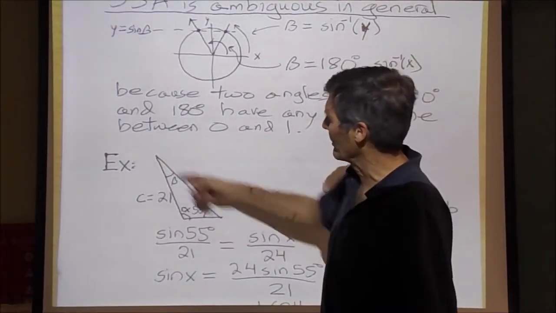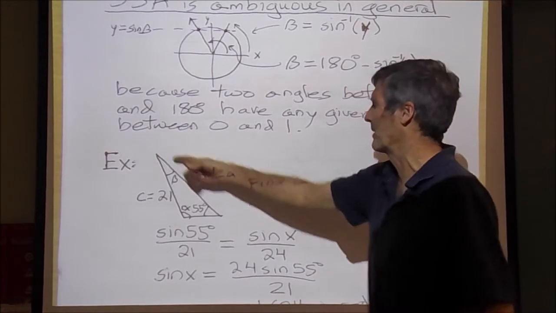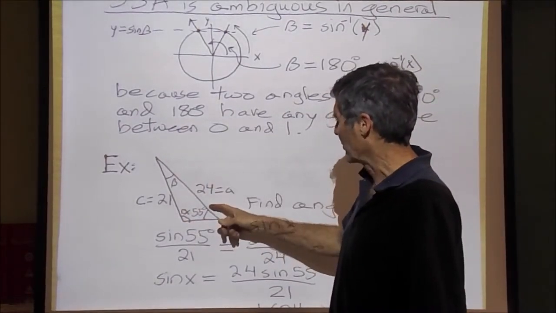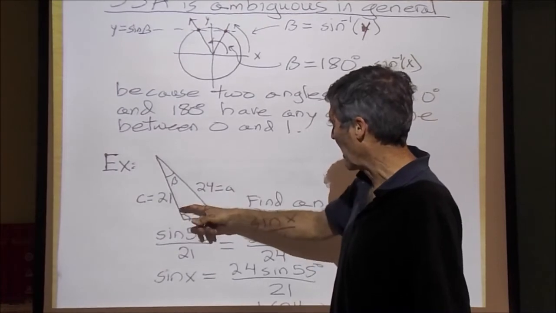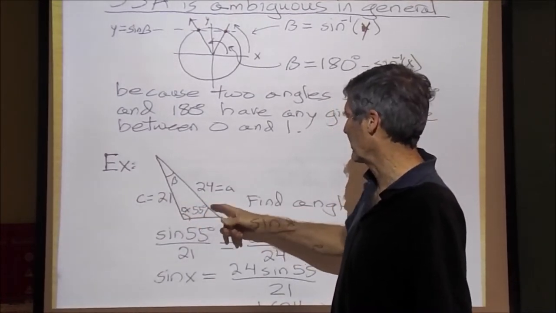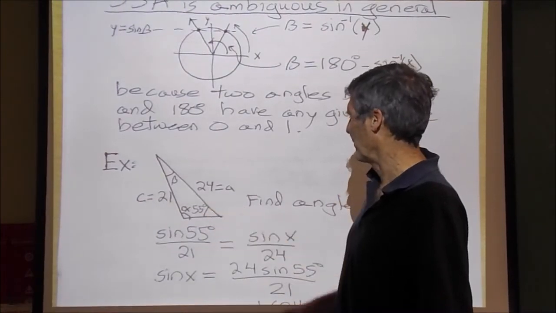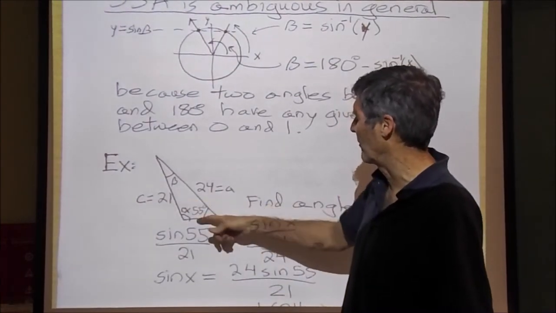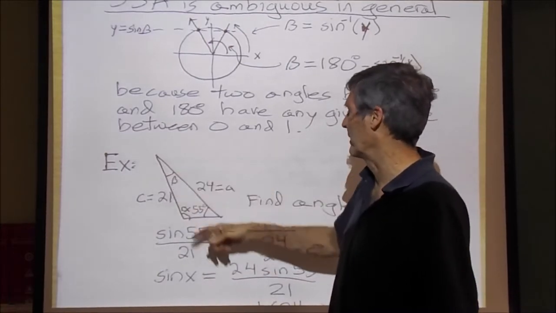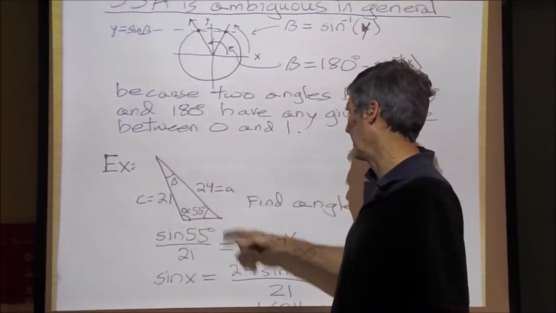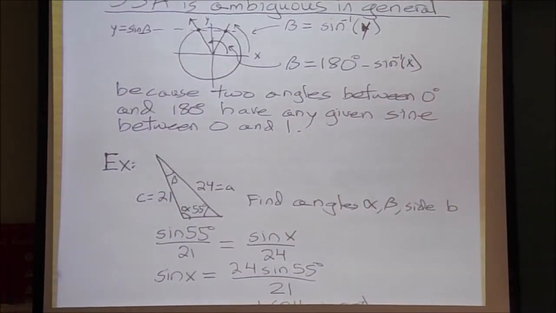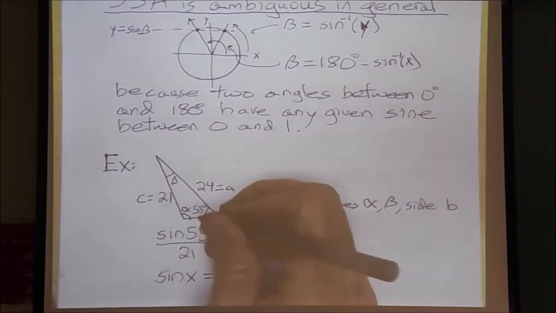So now we'll try drawing a picture again. Suppose I'm given this side is 24, this is 21, and this angle here is 55 degrees. And I want to find alpha, like I did in the previous problem, and I want to find beta, and I want to find b. I want to find the three pieces of information that aren't marked on there, so there's b also.